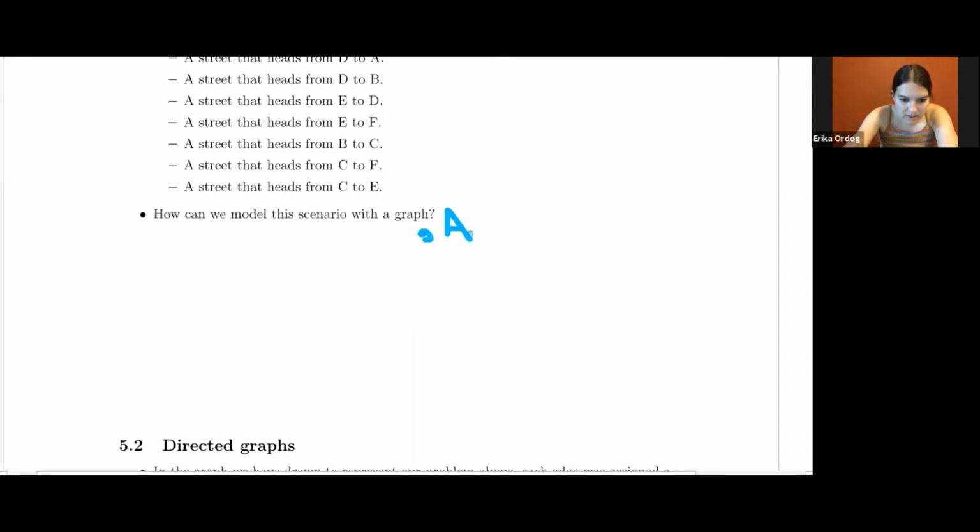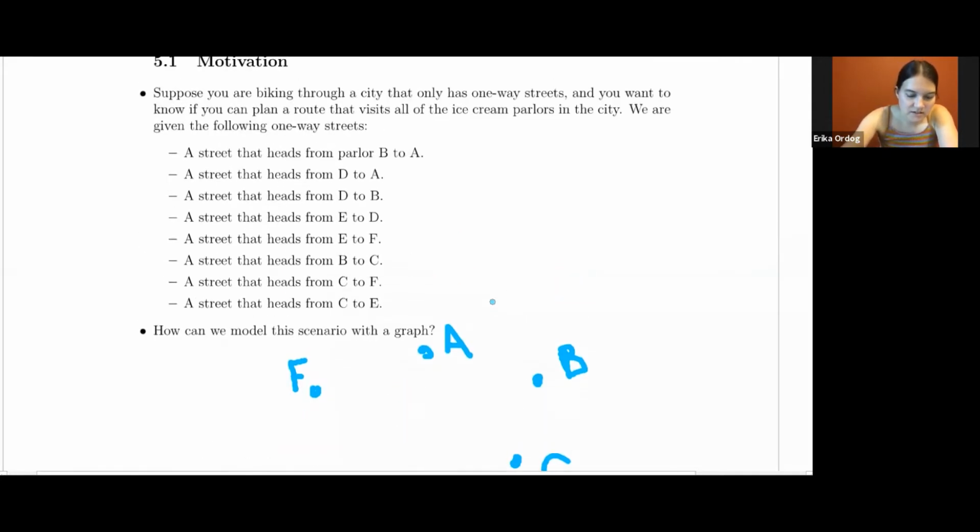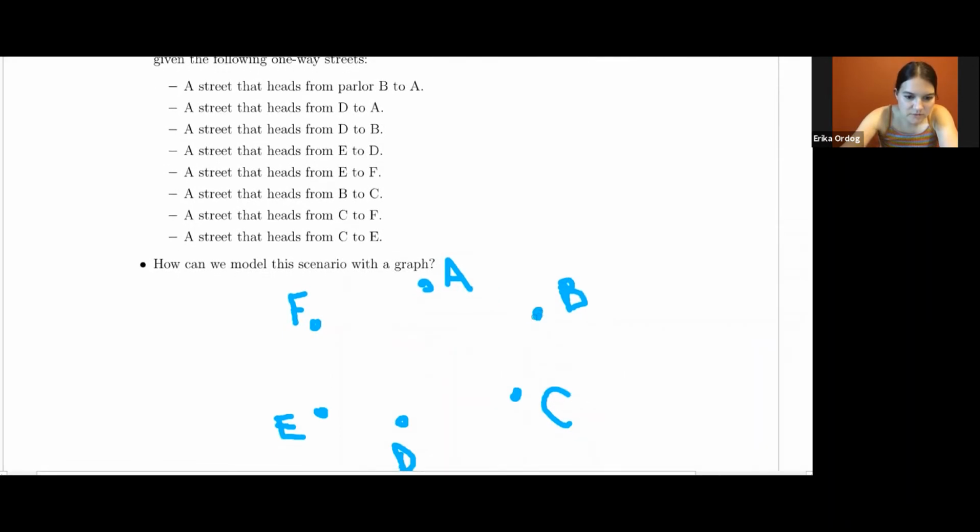So we can draw all of these. We have parlor A, B, C, D, E, and F. Okay, and let's draw in our edges, our connections. So there's a street from parlor B to parlor A.